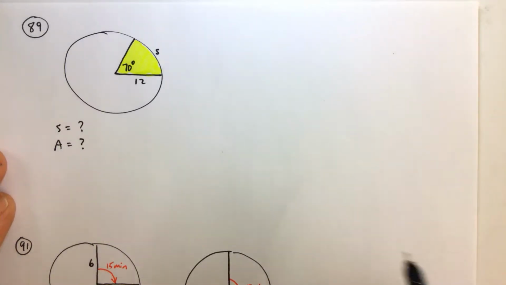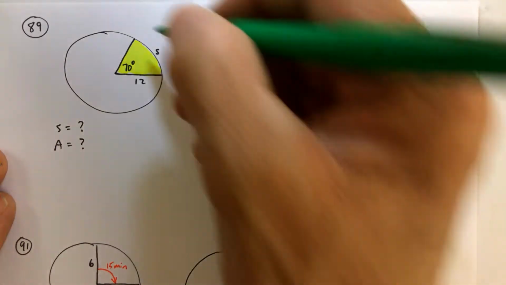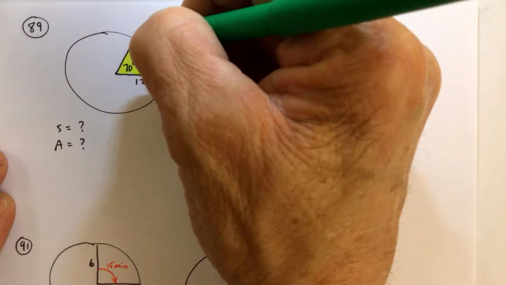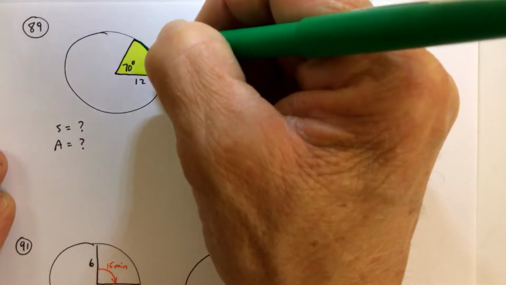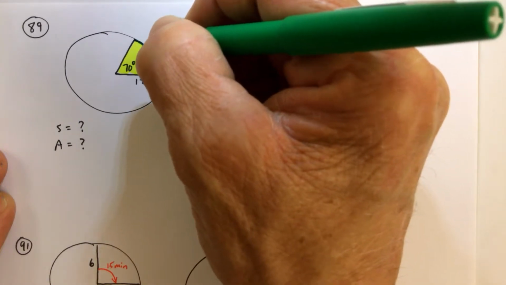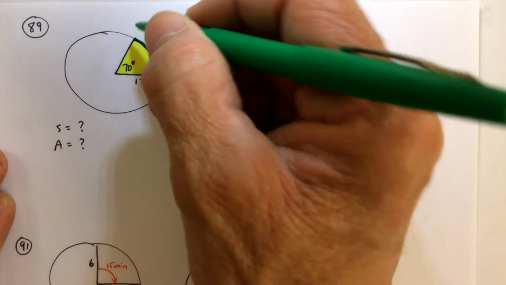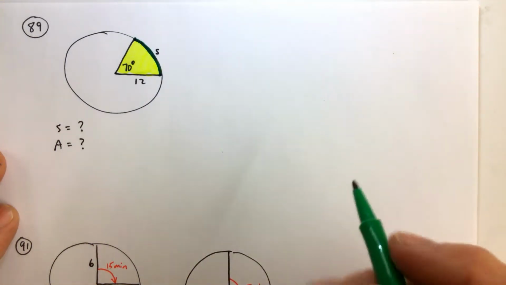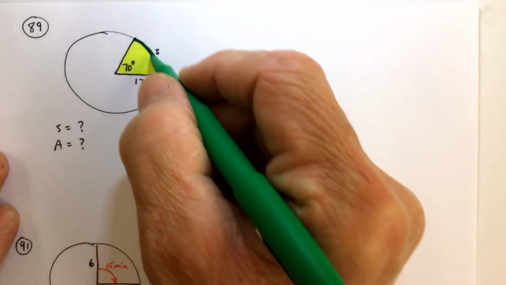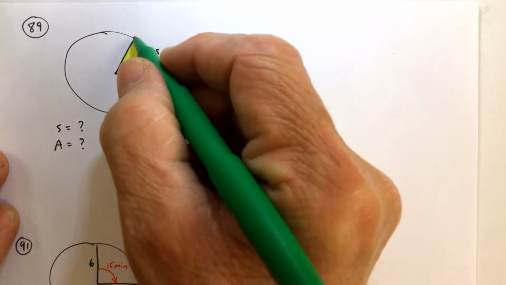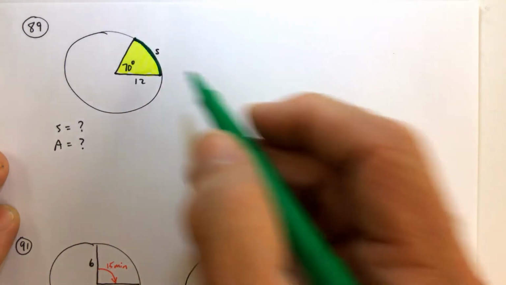Here in problem number 89, we're basically doing the same thing that we've done, but now we get a picture, and the picture will lead us into some word problems. So basically, when you see a picture, you've got to know what the parts of the circle are, what the parts of the picture are. S is the length of that arc from one end of the angle to the other end.